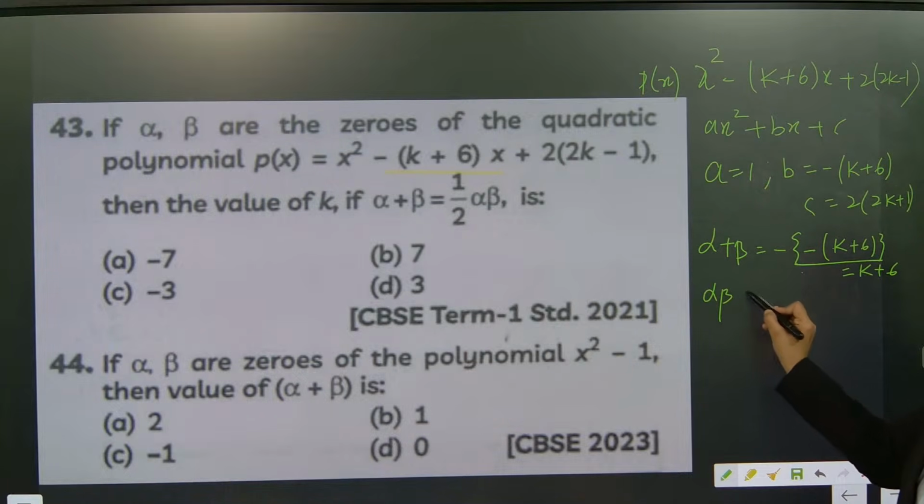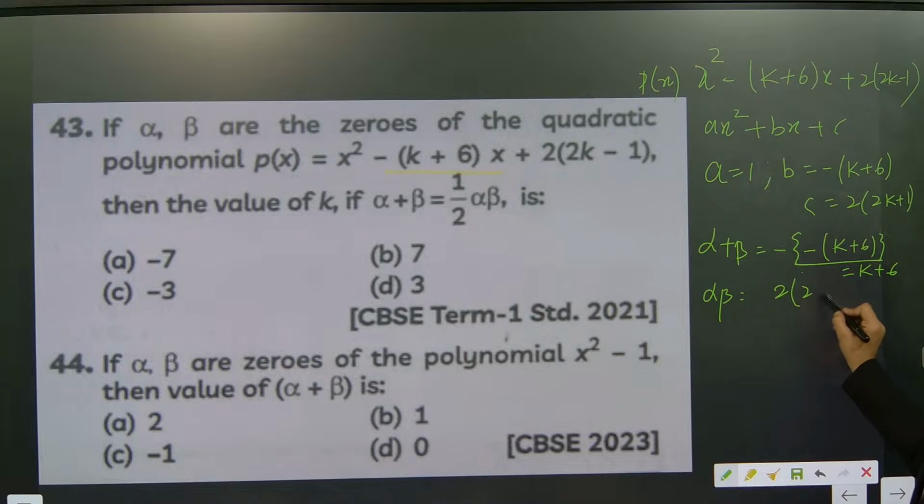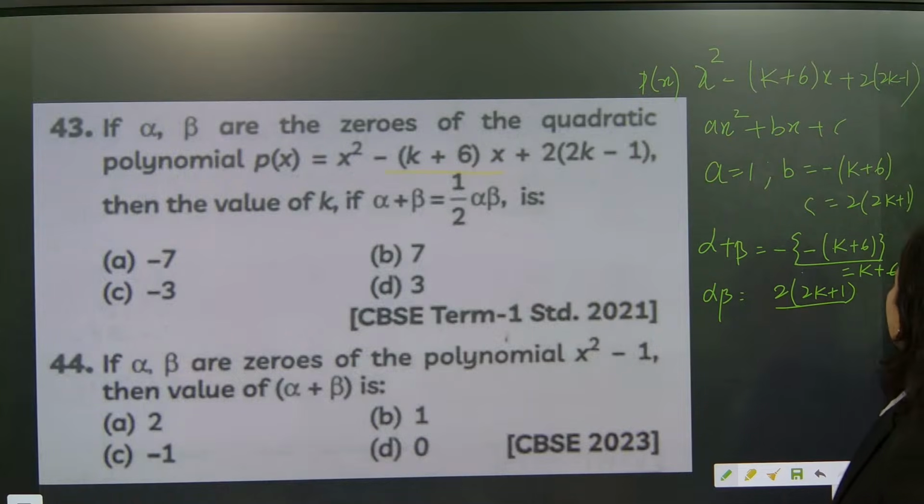What is alpha into beta? 2k plus 1. Where is minus? 2k, k minus 1 is there, right? Okay. 2k minus 1. Here also 2k minus 1.